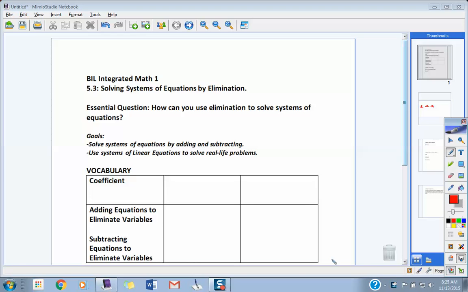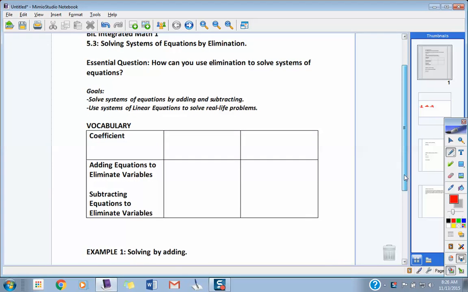So again, in 5.3, we're going to be looking at solving systems of equations, and we're going to ask ourselves how we can use, what's the word right here? Elimination, okay? We've done so by graphing. We've done so by substitution. Today we're going to look at what it looks like to solve a system of equations by using elimination. So the question we want to ask is, how can you use elimination to solve systems of equations?